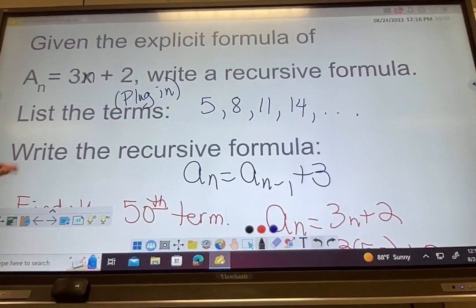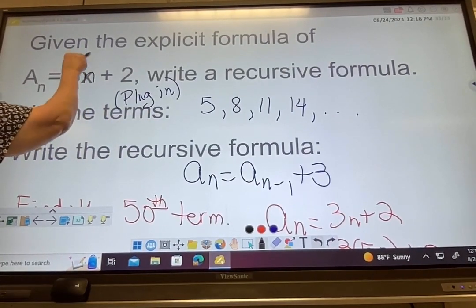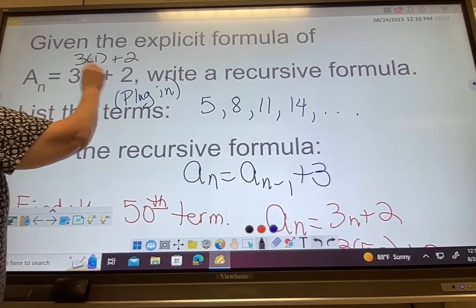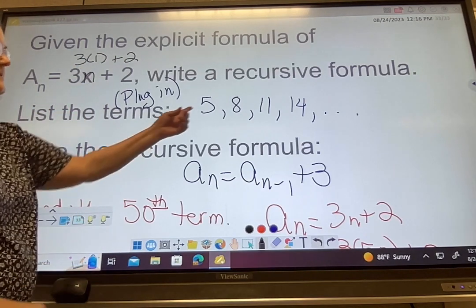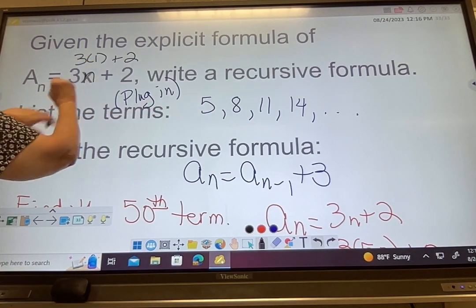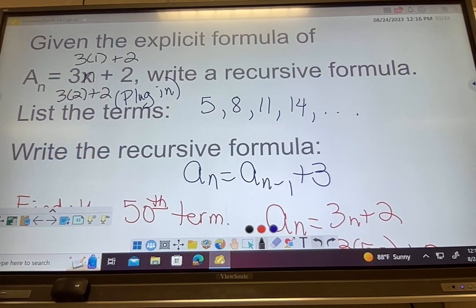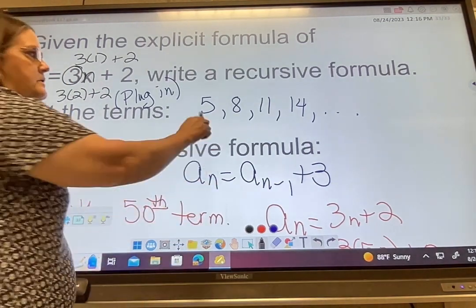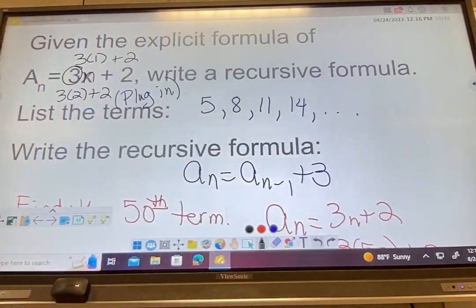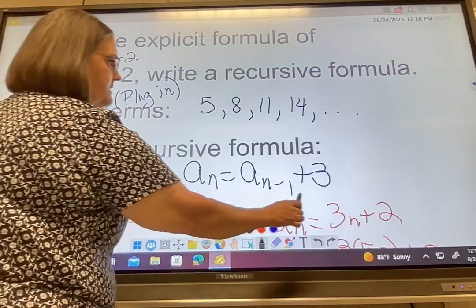But if I put in 1 here, 3 times 1 is 3 plus 2. That's my first term. So that's 5. And then if I do my second term, 3 times 2 plus 2 is 8. And you can see the pattern from there. We're adding 3 every time. That's our slope, and it's what we add. So 5, 8, 11, 14. So if I want to write the recursive formula, it's simple. It's a sub n equals a sub n minus 1 plus 3.